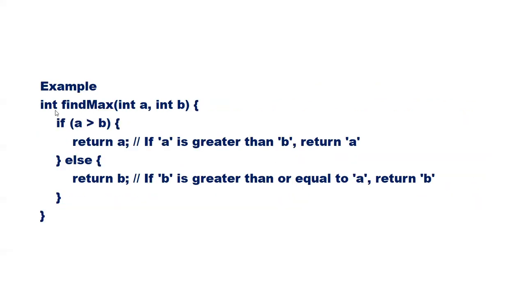For example, int find_max(int a, int b). If a is greater than b, return a, else return b. Here we have included two different return statements, but only one will be executed at a time. If a is greater than b, then this return statement will execute. Otherwise, the second return statement will execute.